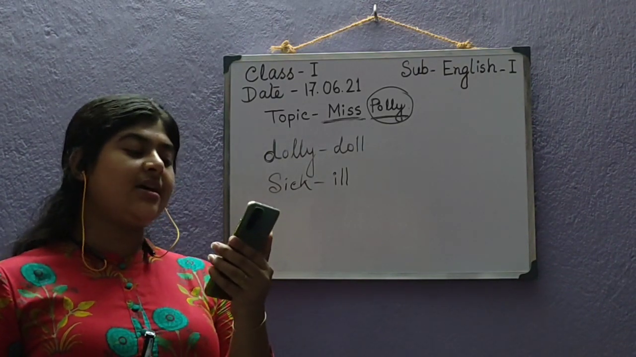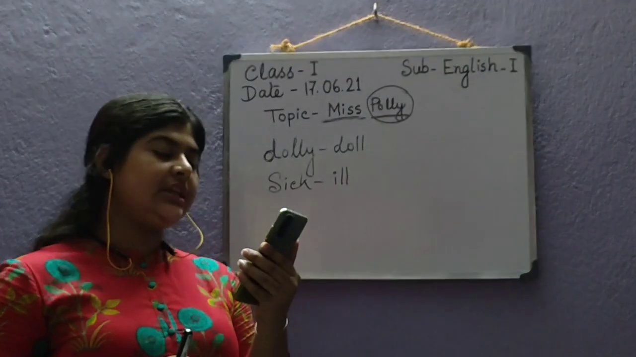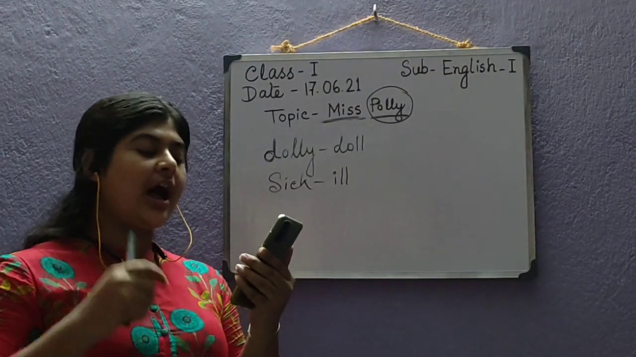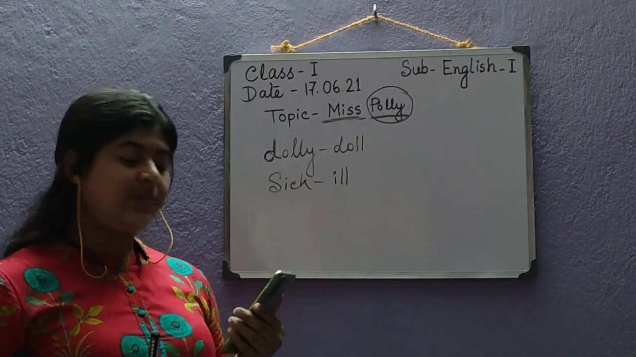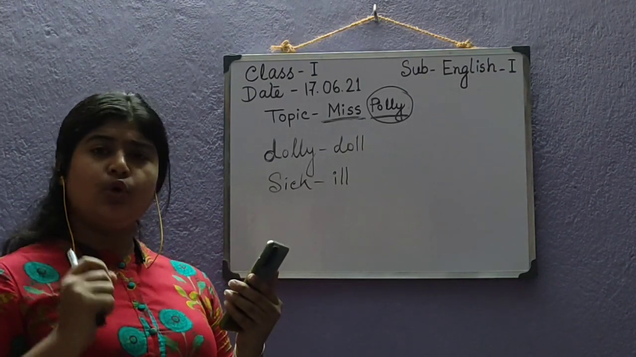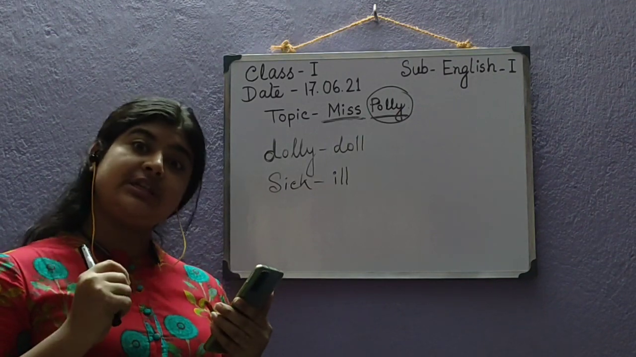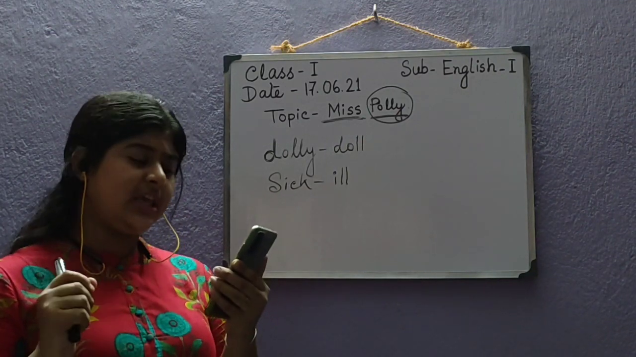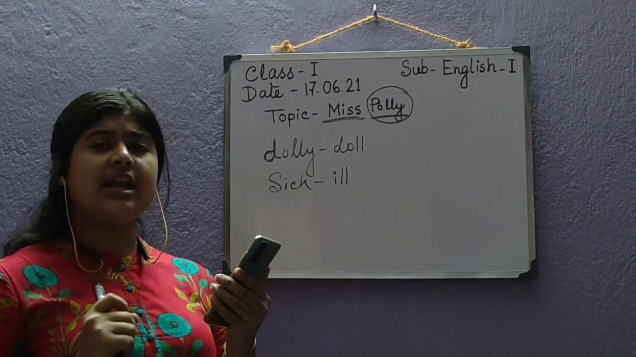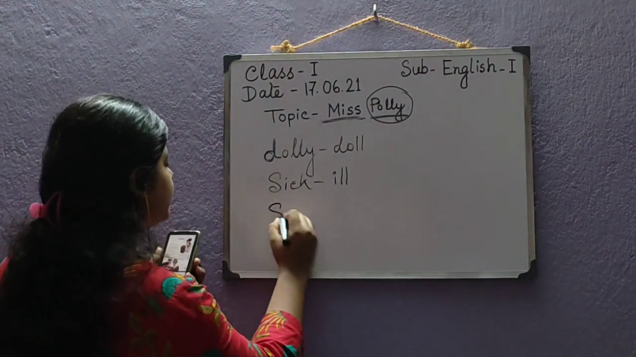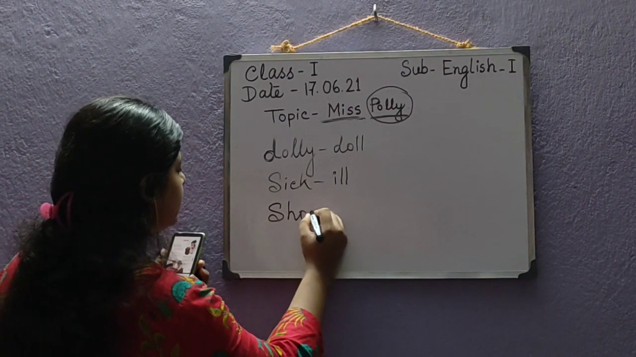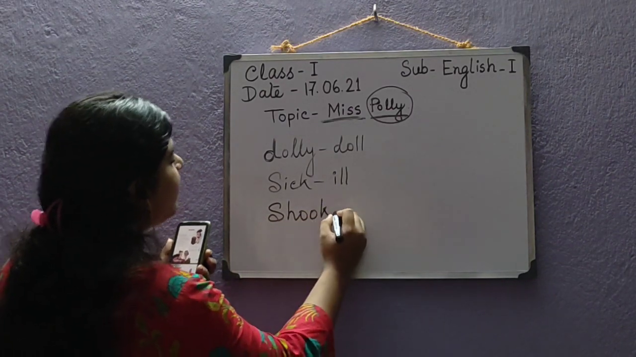Now in the next stanza, she looked at the dolly, then she shook her head. After coming to Dolly's home, the doctor looked at the dolly. That means she treated the dolly, watched the dolly very carefully, and shook her head. Shook means moved. This is the past form of shake.